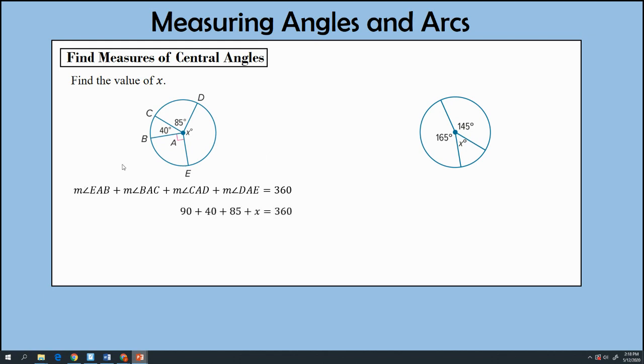We know that EAB, we knew that was 90. BAC, we knew was 40.